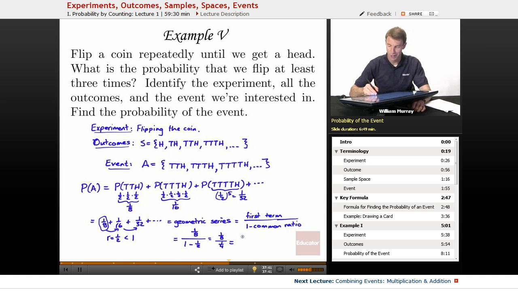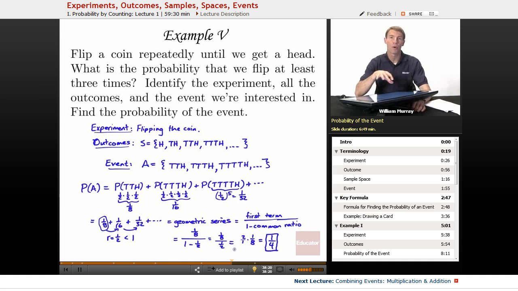Sorry, 1 minus 1/2 is not 1/4, it's 1/2. So when we do the flipty-flipty there, it's 2 over 1 times 1 over 8, which is 1/4. So that's our probability of having to flip this coin at least 3 times in order to see the first head. I'm going to go back and calculate this a different way. We'll see a different way to solve this problem, but I'm going to do that on the next page.